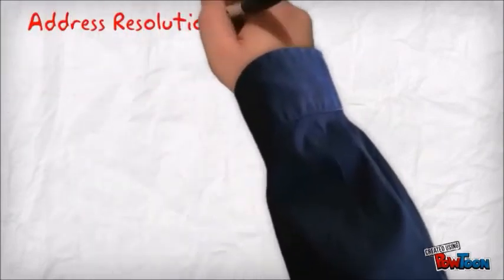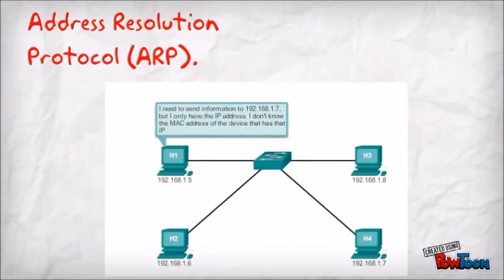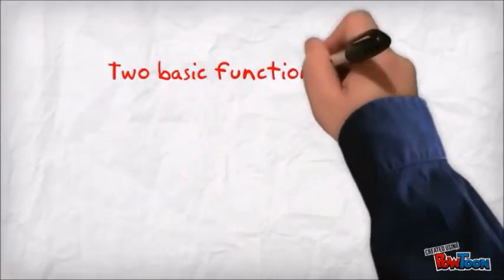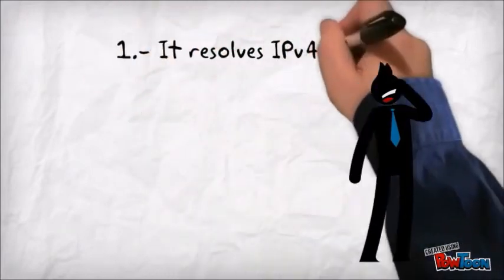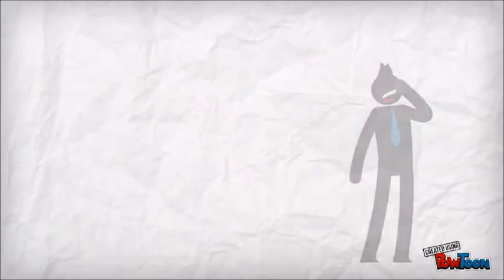The purpose of ARP is to provide the MAC address to the sending node that corresponds to the IP address, so the information can be correctly sent. ARP provides two basic functions. First one, resolving IP addresses to MAC addresses. And second one, maintaining a table of mappings called the ARP cache.